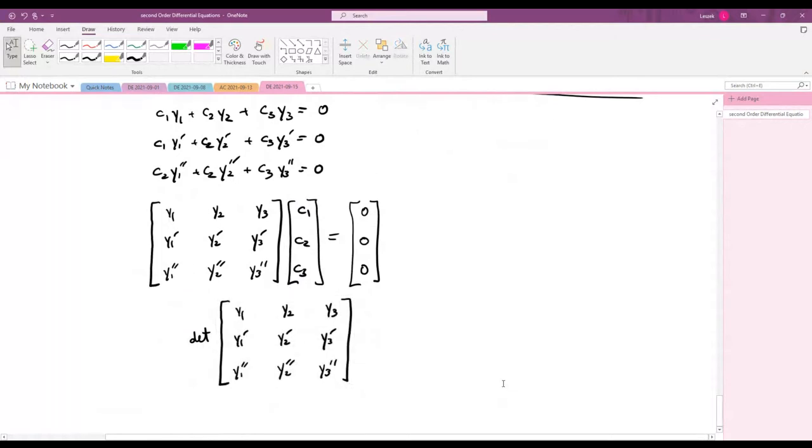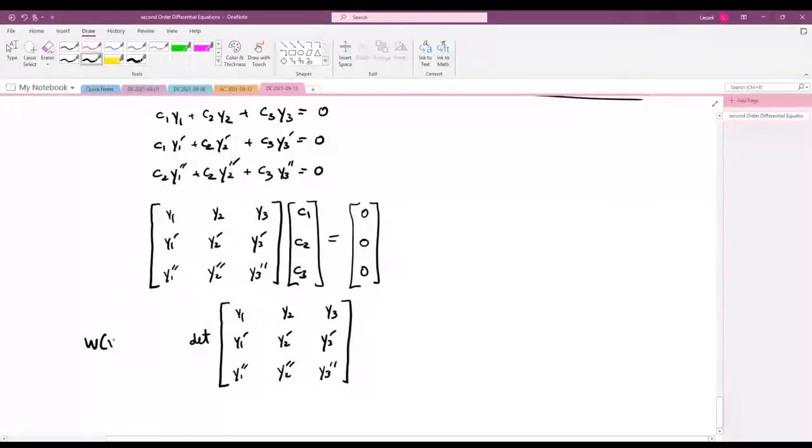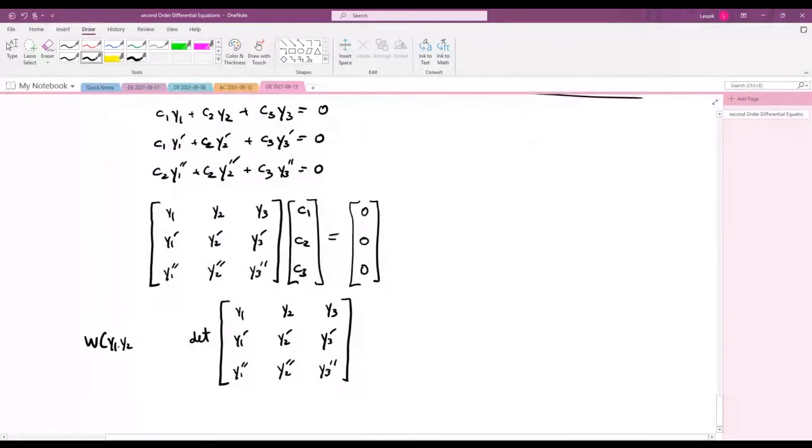So that's the Wronskian. Again, this Wronskian generalizes to an arbitrary number of functions, right?